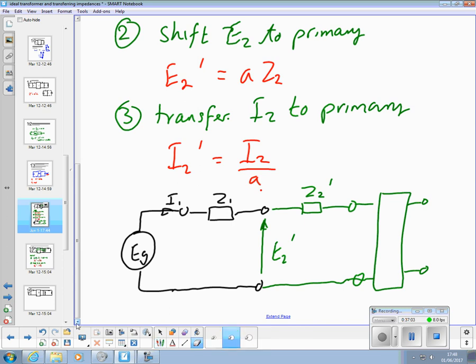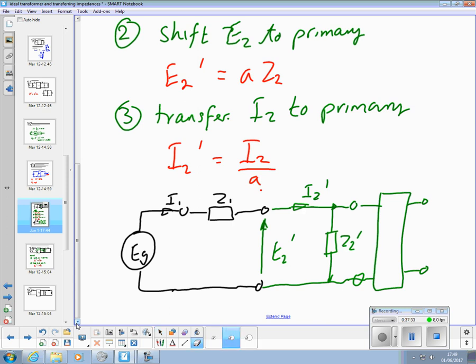Oh, hang on. Yeah, it is the same. I just wanted to go through. I'm also getting my mind into where we are and what we've got to do as well. So shifted them over to there, and we've got a current I2 dash there as well. Shifted them all to one side.